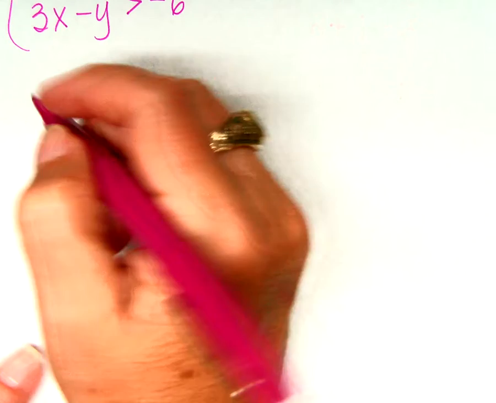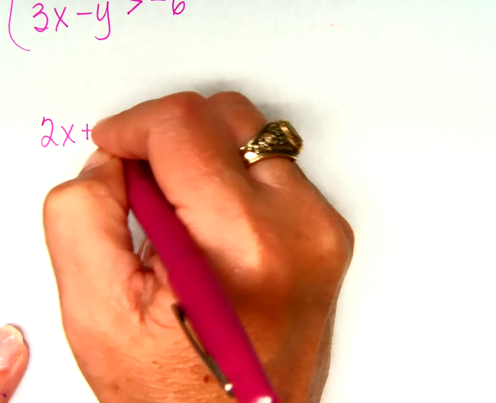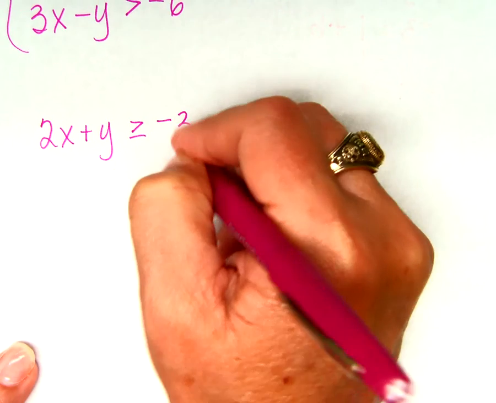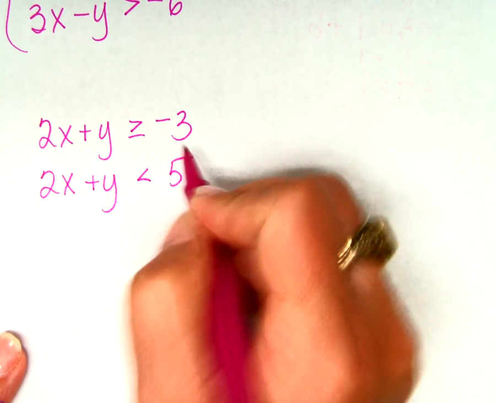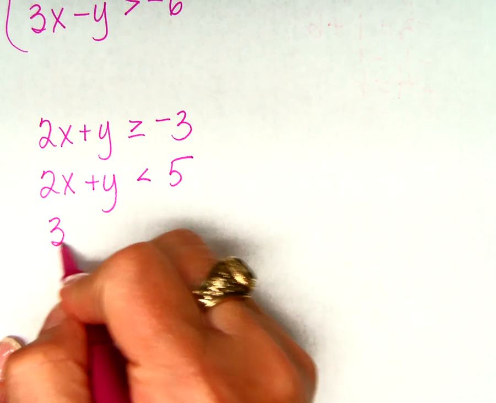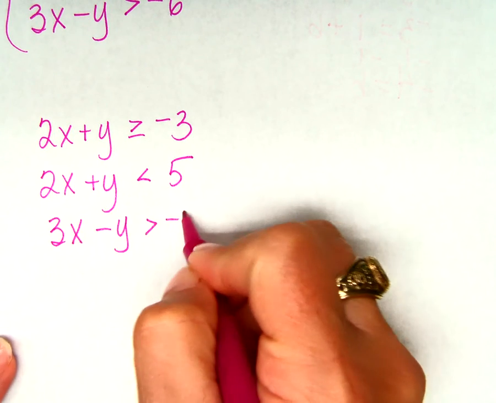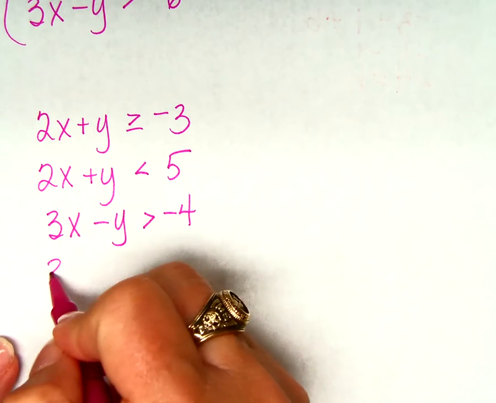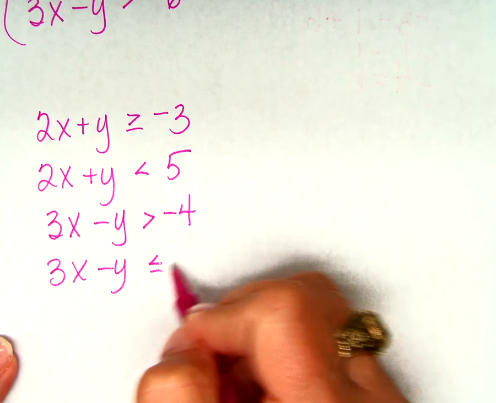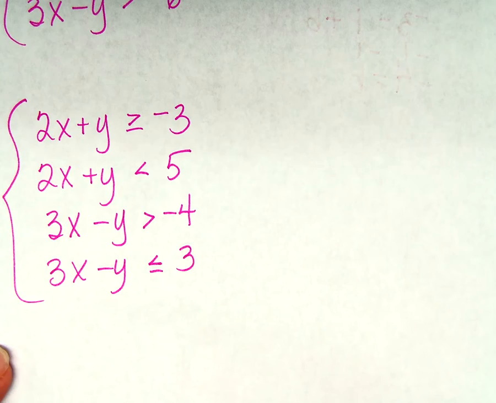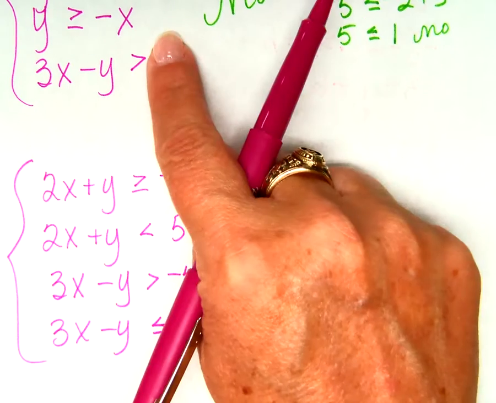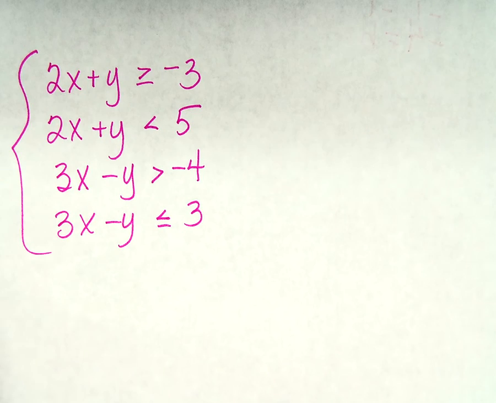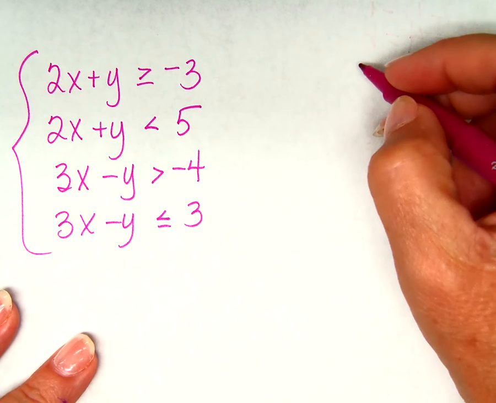What about this system? 2x plus y is greater than or equal to negative 3. 2x plus y is less than 5. 3x minus y is greater than negative 4. And 3x minus y is less than or equal to 3. Now, do you think people freak out more at this system than this one? Yeah, because why? There's 4. Do we freak out? No. I mean, I know you do sometimes, but let's not today.